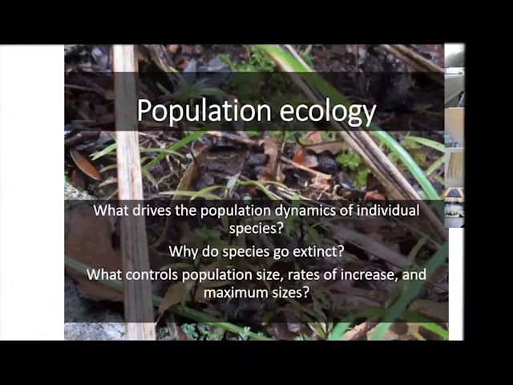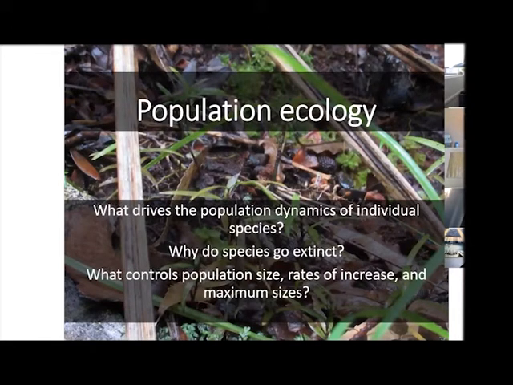So this week is population ecology, and we're going to talk about the general principles and dynamics of population ecology, population dynamics. We're going to do it in the context of forests. What are we trying to understand? Ultimately, we're going to try to understand what drives the population dynamics of individual species. When are populations increasing? When are they decreasing? Under what circumstances do we expect them to change in a positive or negative way?